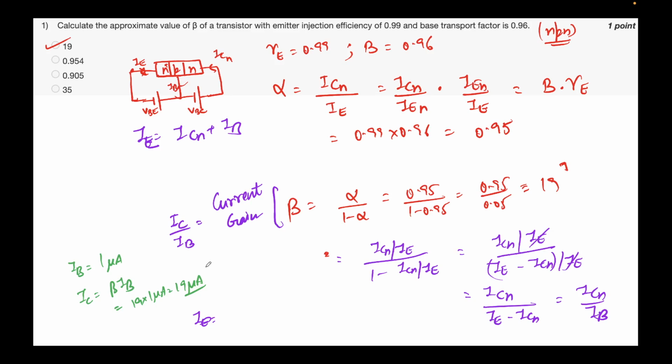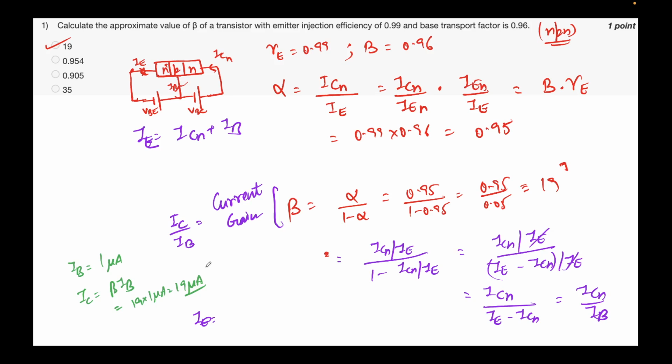Okay, so these 4 terms, just to capture the summary of the discussion of the last 15 minutes or so: emitter injection efficiency, base transport factor, alpha, and beta. The first 2 terms, gamma E and the base transport factor, determine alpha and beta. But in circuit problems, very often you will not see gamma E and the base transport factor. You'll see alpha and beta there. So you must remember where they're coming from.